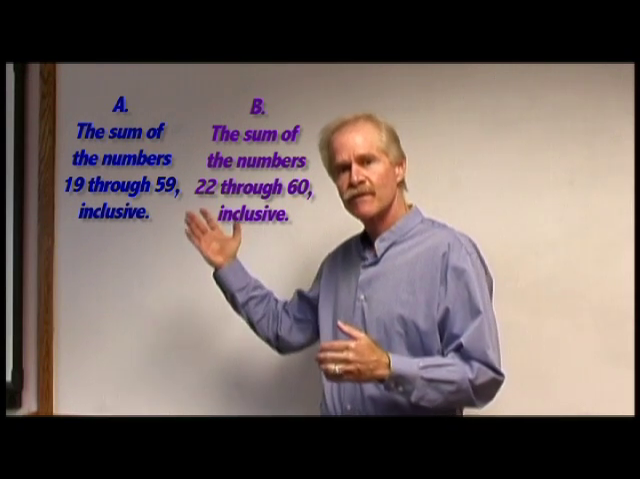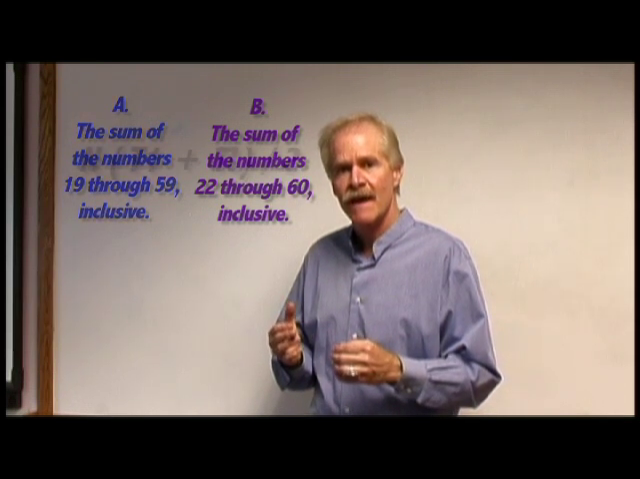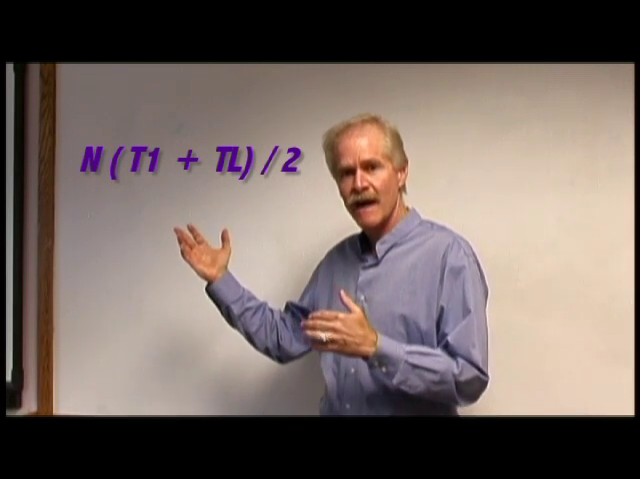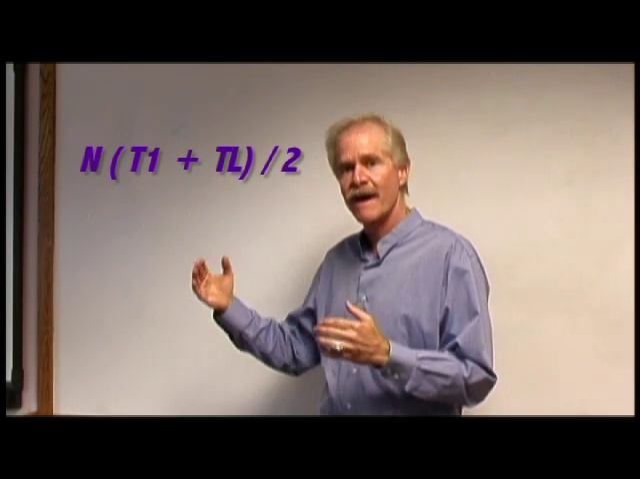And one of the first things you're going to learn on the GRE is to look for that way. That means finding shortcuts. That means doing as little math as possible. In this problem, we can use a formula for finding the sum of these kinds of series. T1 is the first term in the series. TL is the last term. We add them together, divide by 2, and multiply by n, the number of terms in the series.